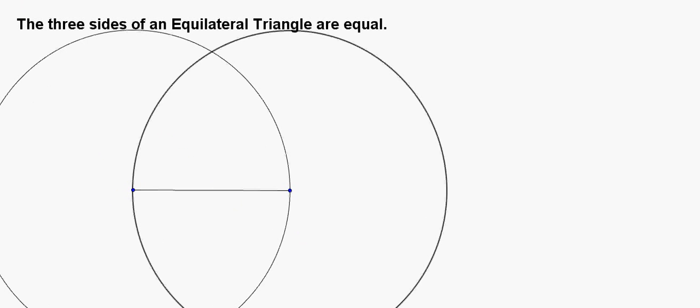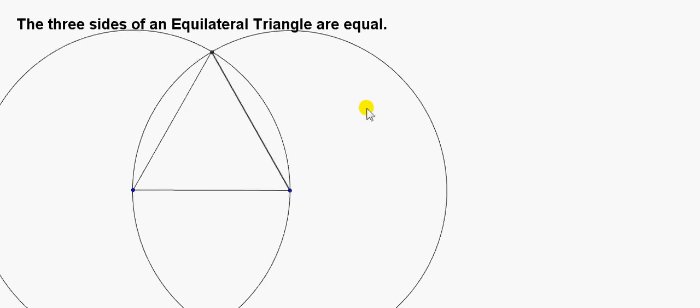We note where the circles intersect. Next we just complete this triangle. So the three sides of this triangle are equal to the radii of these circles.